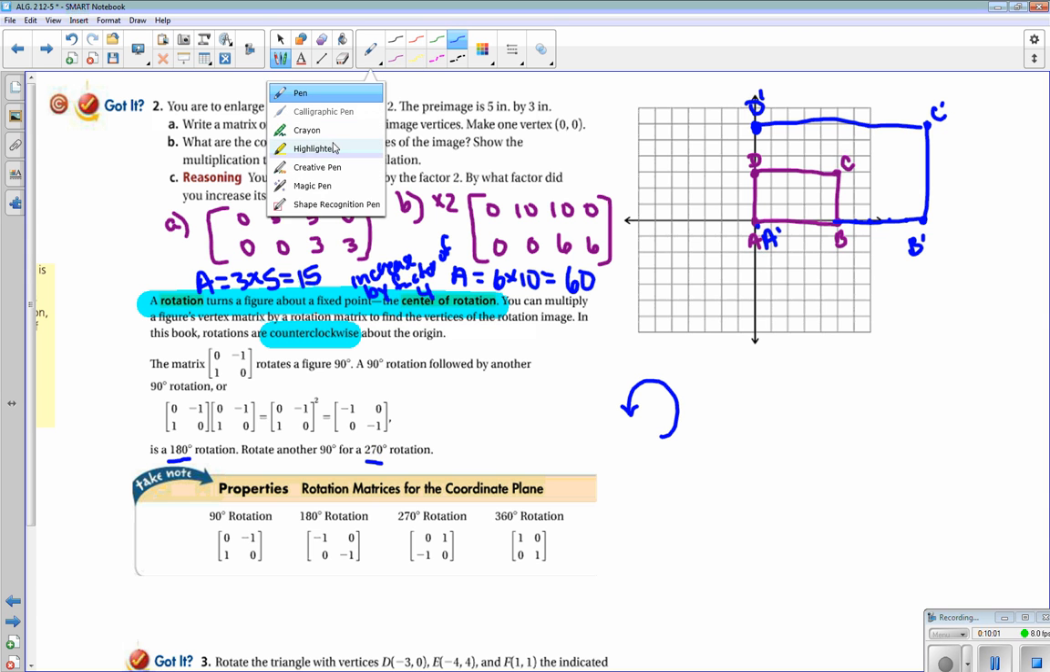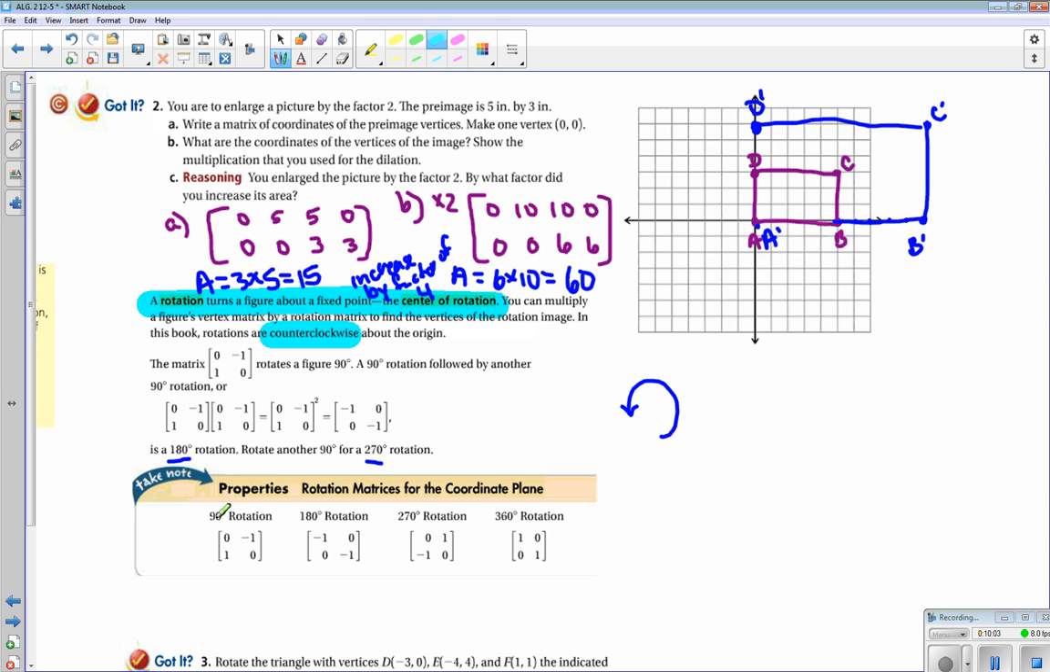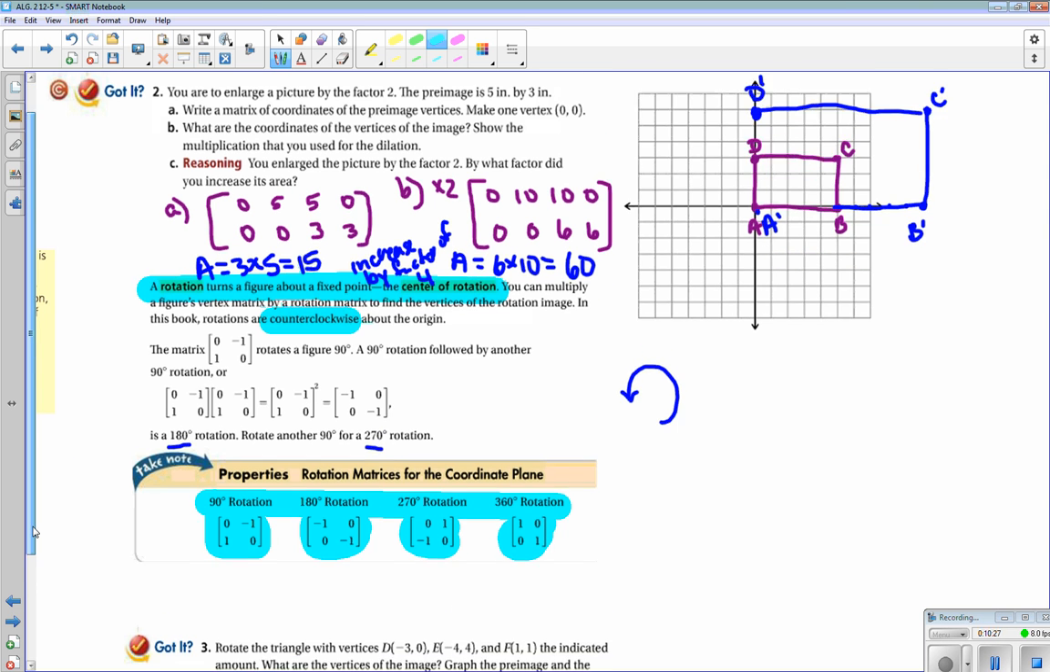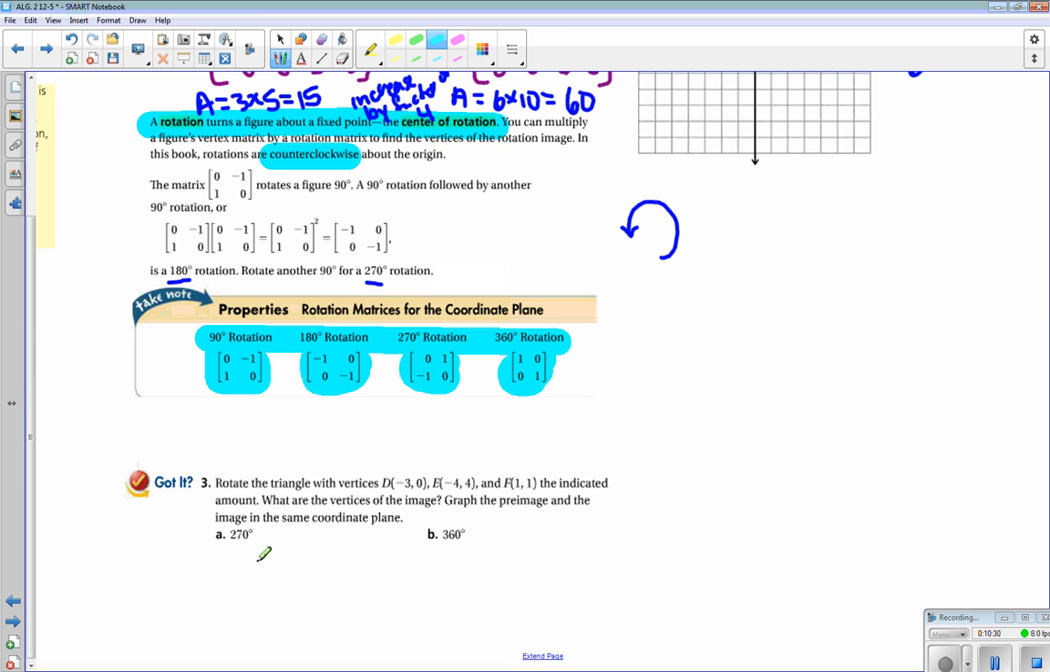So make sure you put this down. Rotation matrices: 90 degrees, you multiply by 0, -1, 1, 0. 180 is -1, 0, and 0, -1. 270 is 0, 1, and -1, 0. And 360 is the identity matrix, because you should get all the way around to where you were before. All right, let's see how that applies here.